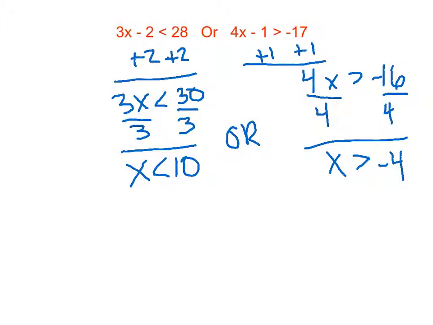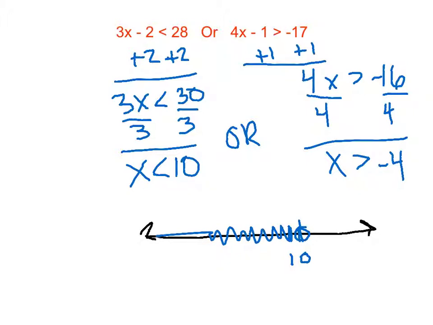On a number line, I need to graph both of these sets. The set of numbers that are less than 10: let's mark 10 with an open circle, and I want all the numbers less than 10, so that's all the way down here. And I can now mark -4. I'm going to mark that with an open circle, and I want all the numbers greater than this.